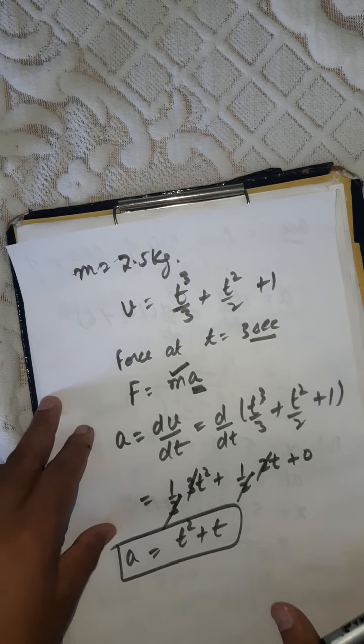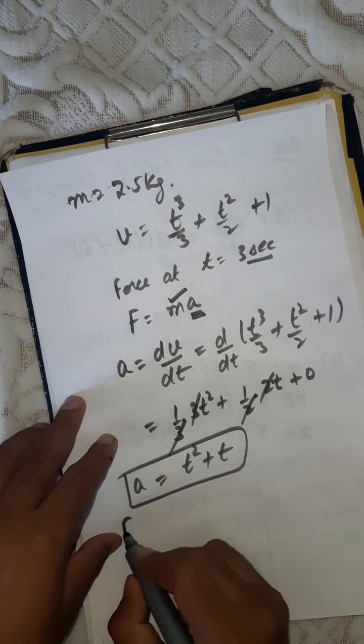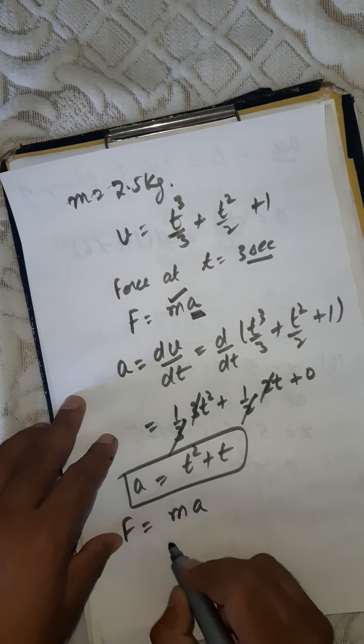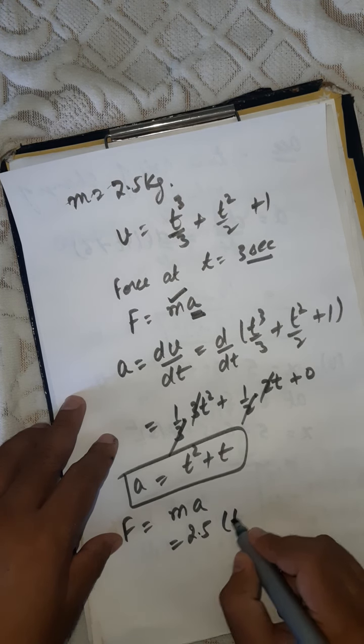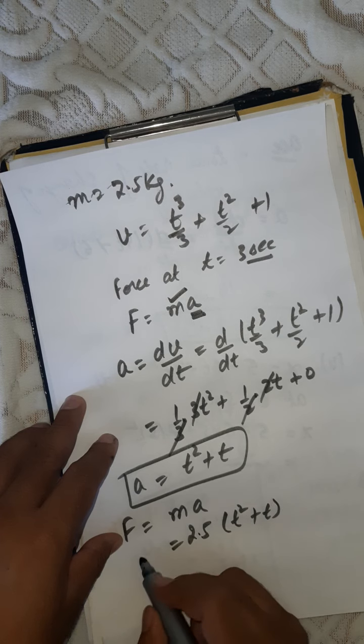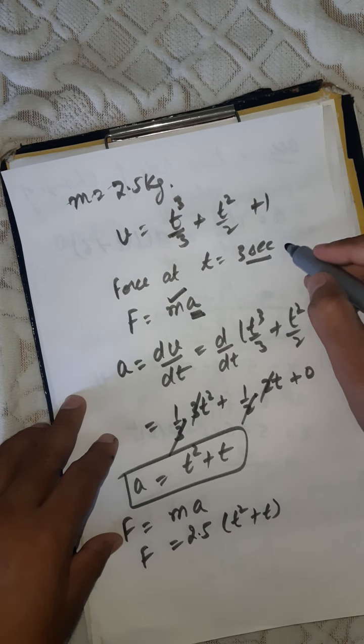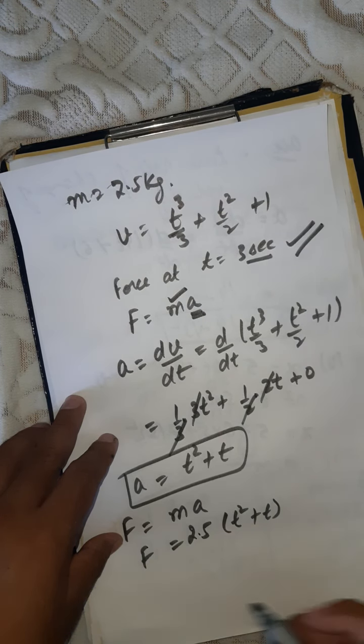Okay. Now we have to calculate the force. Force is what? M into A. What is the value of M here? It is 2.5. Acceleration is what? T square plus T. So this is my force. But I have to calculate at t is equal to 3 seconds. Now we will put the values.